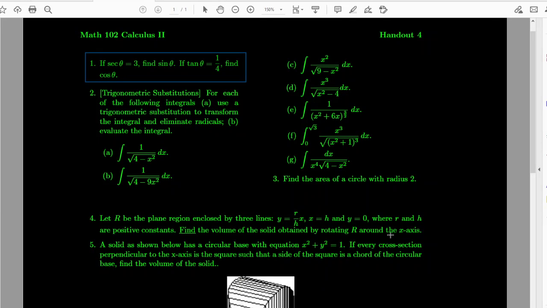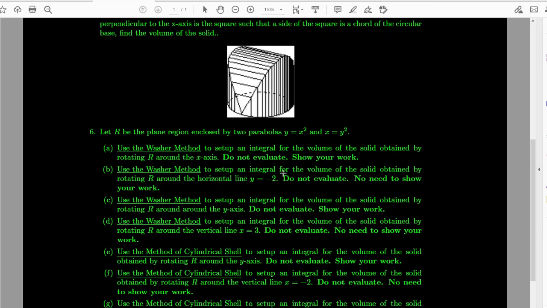So good enough? What, sir? Can you repeat it again, sir? You say your question again? For today's assignments, the questions are in the nature that I only want you to use a trig substitution to get rid of the radicals.